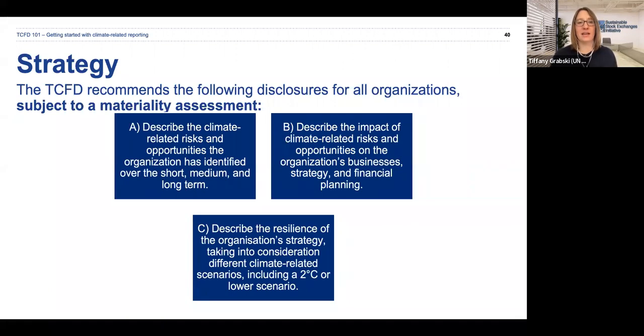And then finally, category C under strategy is that component that we talked about, using a scenario analysis. So in strategy C, we want you to describe the resilience of your organization's strategy over time, taking into consideration different climate-related scenarios, including a 2-degree scenario or lower. So that's where we're going to use that tool, the scenario analysis. We're going to look at 2 or more scenarios in the future, and we're going to try to understand how our strategy as it is now will serve us as an organization moving forward.